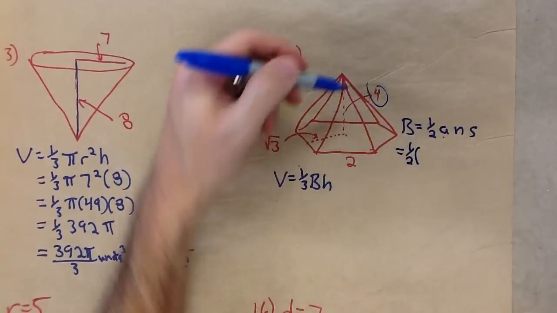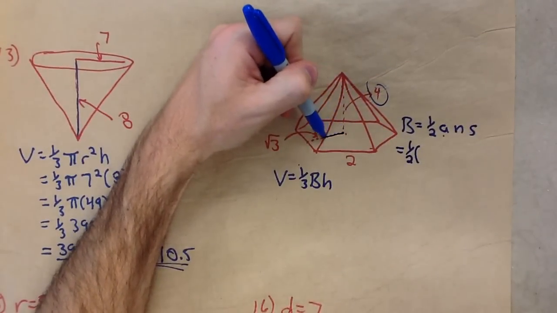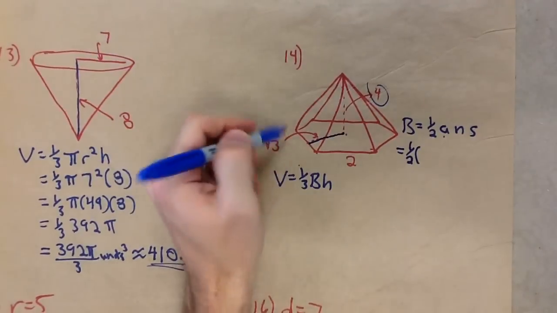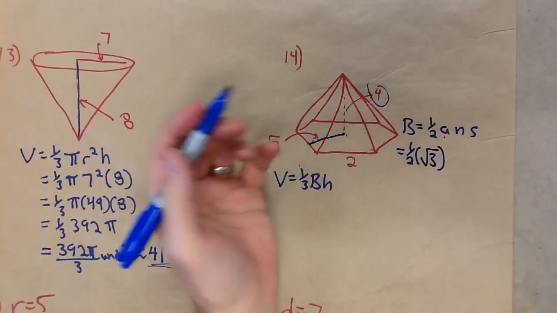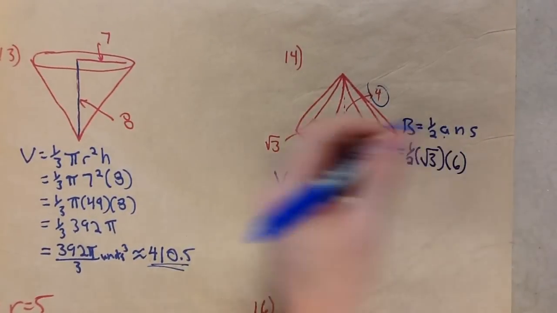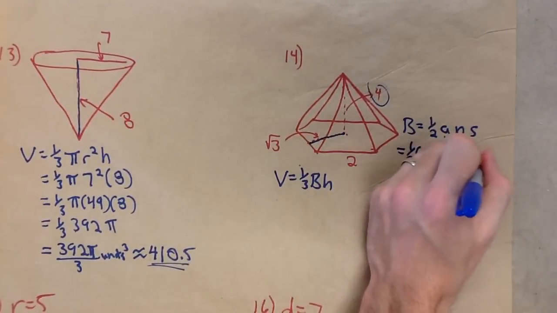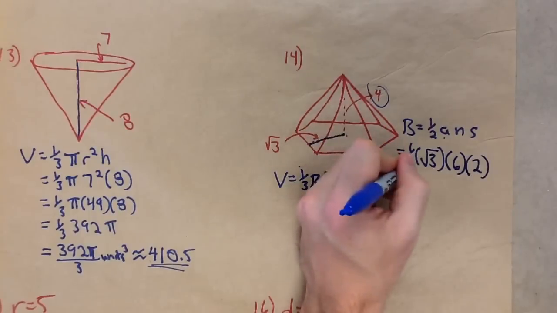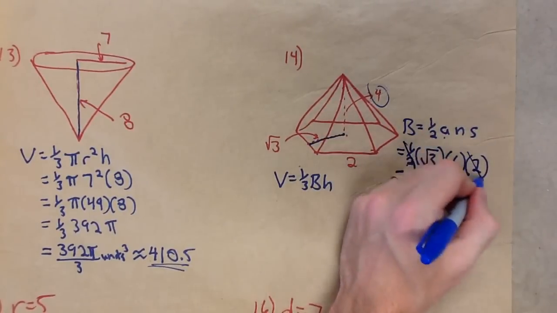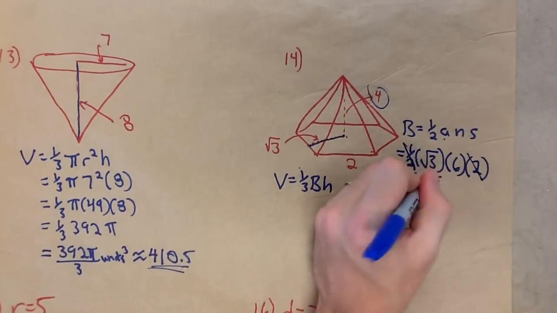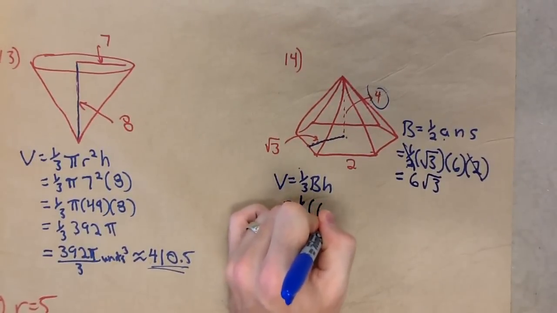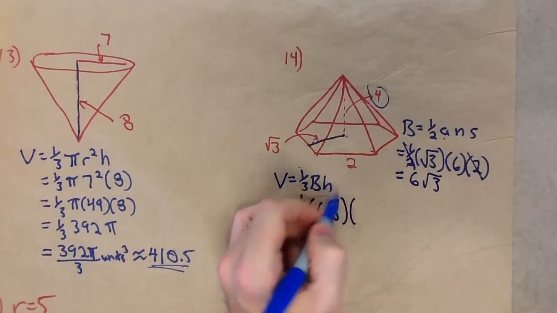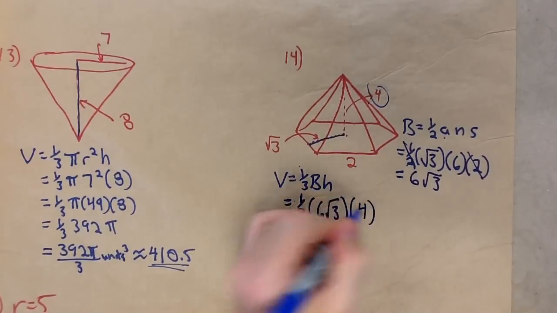The apothem is the distance from the center to the side on the base, and that we have is √3. The number of sides in our base, it's a hexagon, is 6. The side length is 2. So we actually had everything there. 1/2 and 2 become 1. So this is 6√3. So now I need 1/3 6√3 times the height, which was 4.